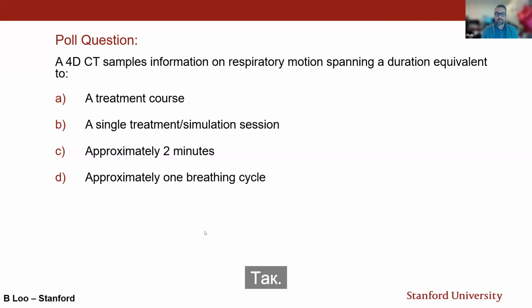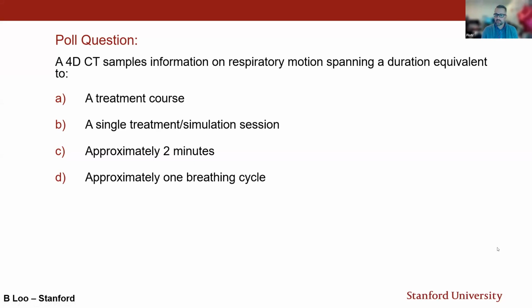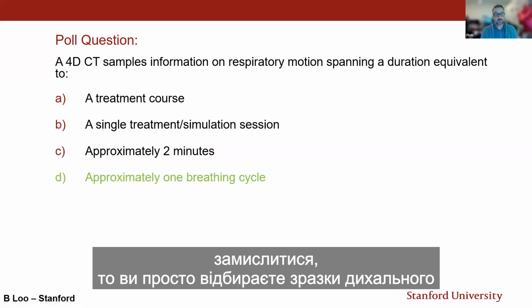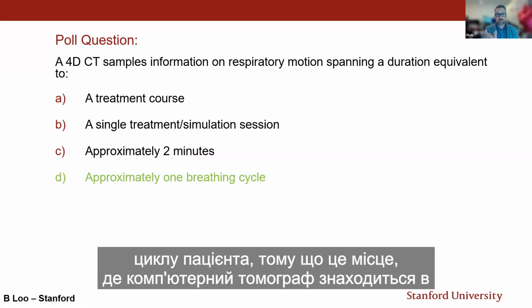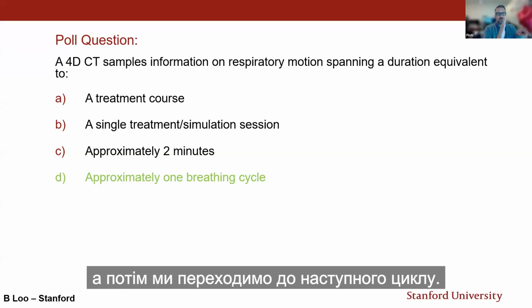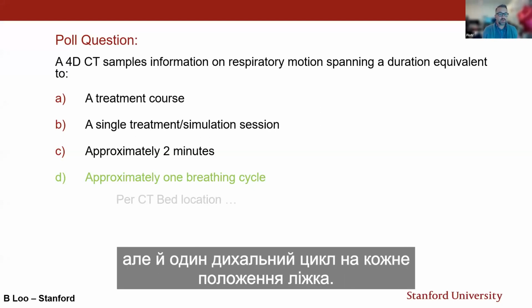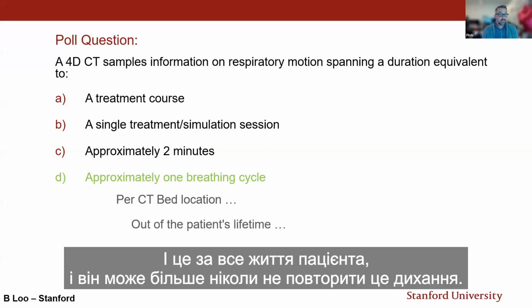Interesting. So actually the answer is D. If you think about it, you're just sampling the patient's breathing cycle, because the CT scanner sits in one position over the patient's breathing cycle, and then it'll move on to the next one. So not only is it just one breathing cycle, but it's one breathing cycle per bed position. And that's out of the entire patient's lifetime, and they may never repeat that same breathing again.